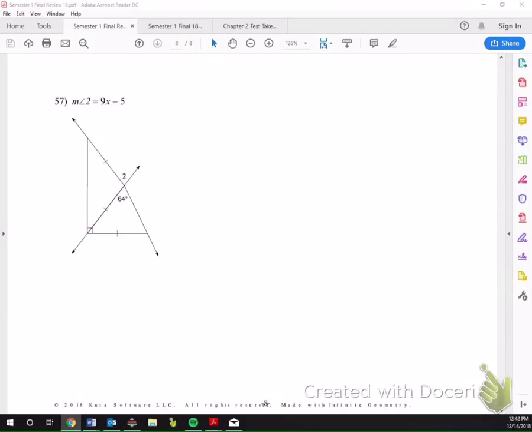Moving on, we're almost done, guys. 57, same idea. Start with 64. Now notice, even though it looks like a vertical angle, it's not, because they're not opposite rays.